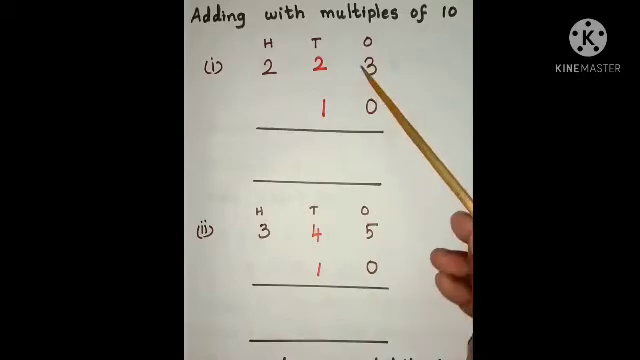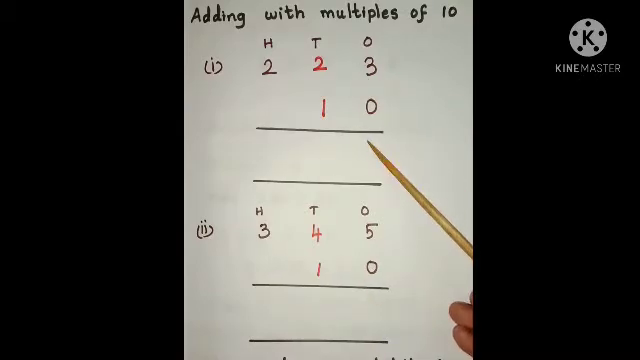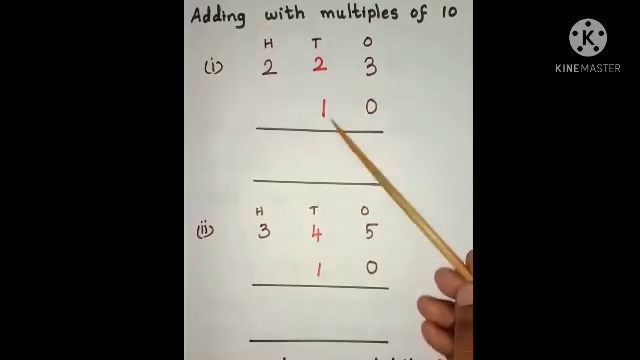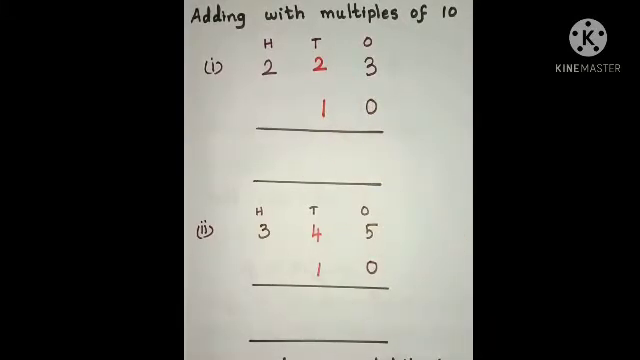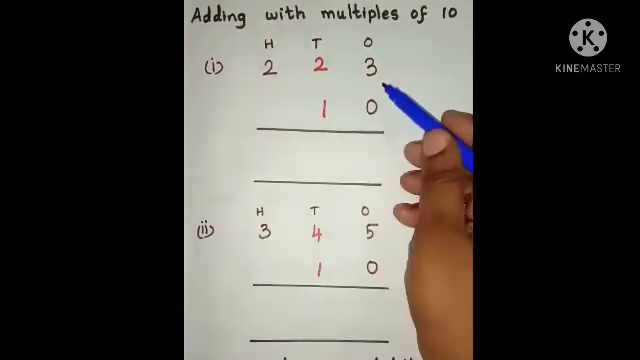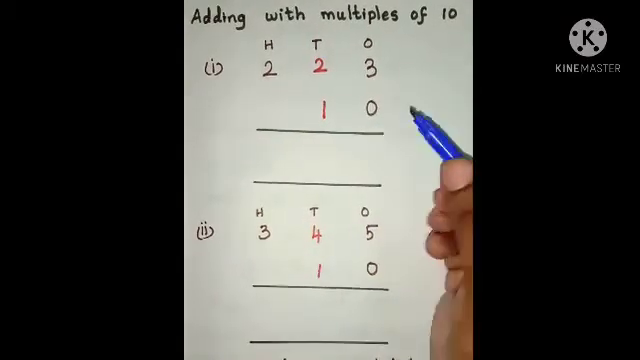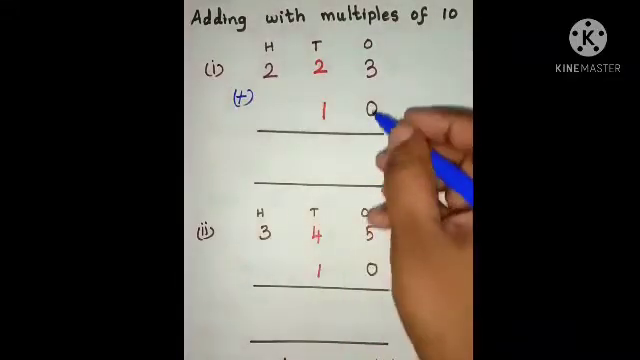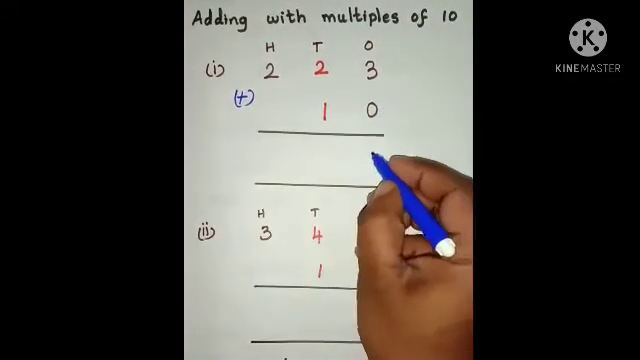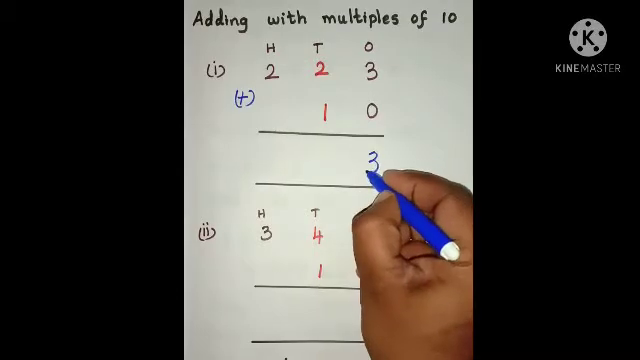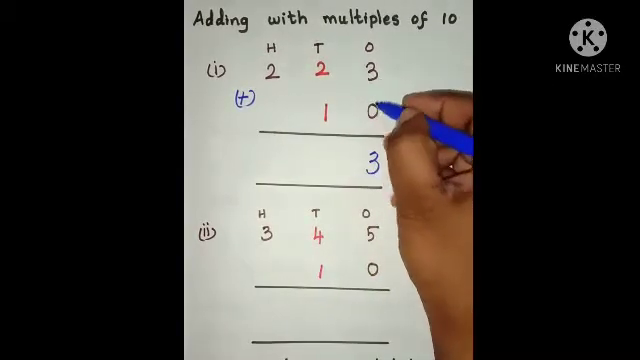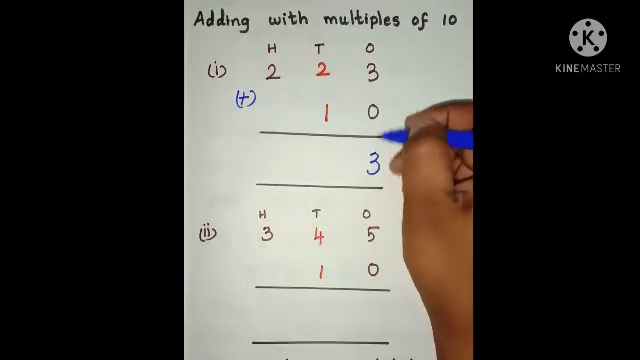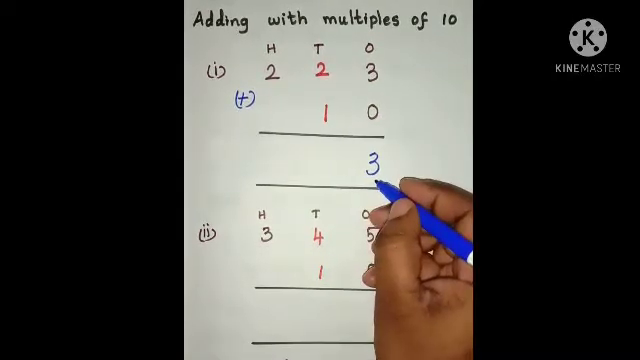Here there is no change in ones place and hundreds place. So there will be a change in tens place. So children, listen carefully. Now 3 plus 0. Here we are adding these two numbers. So 3 plus 0 is 3. Any number added with 0 gives the same number.